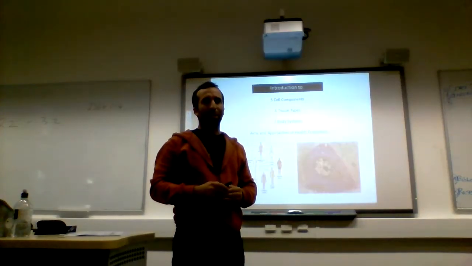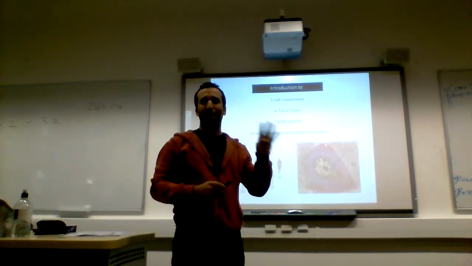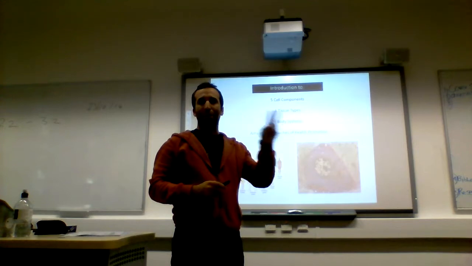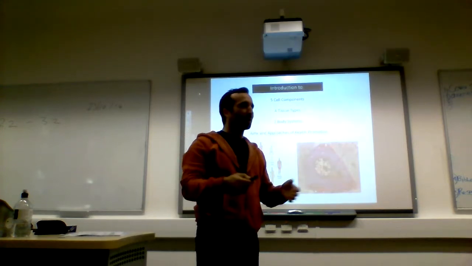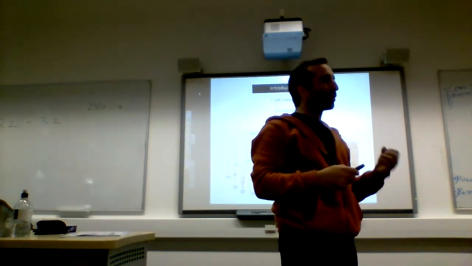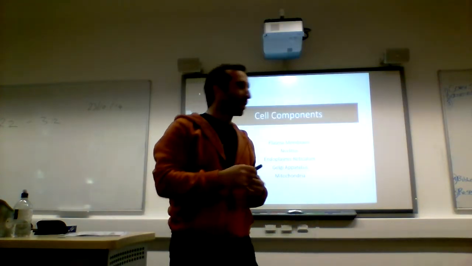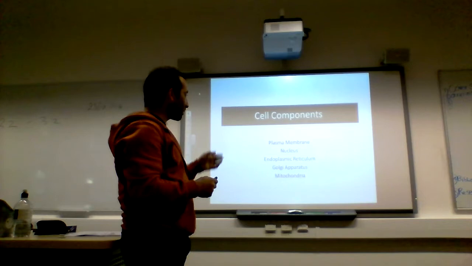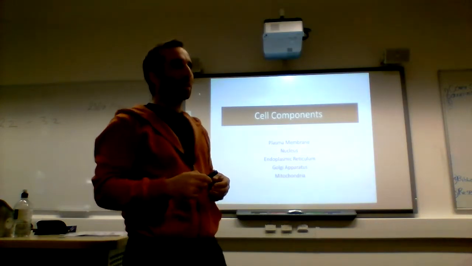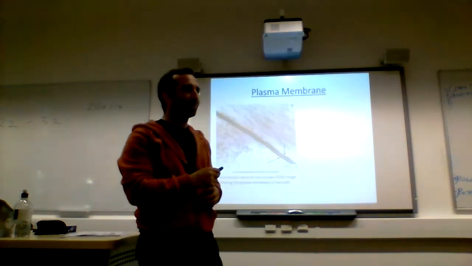So today we're going to introduce you to 5 components of the cell, 4 body tissues, 2 body systems, and we're also going to introduce a discussion towards the aims and approaches for cell motion. So we're going to go with plasma membrane, nucleus, endoplasmic reticulum, Golgi apparatus, and mitochondria.